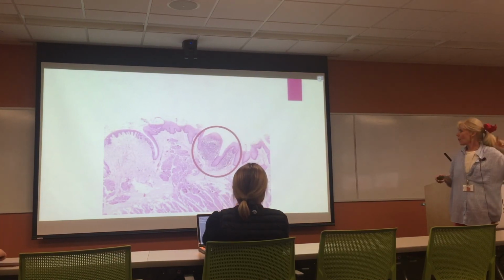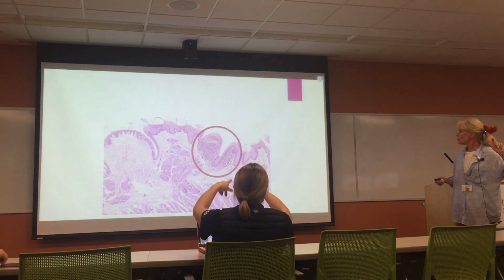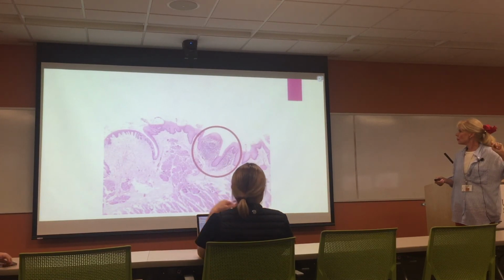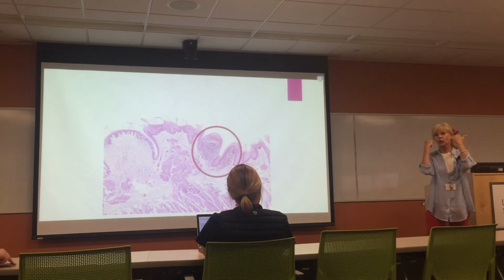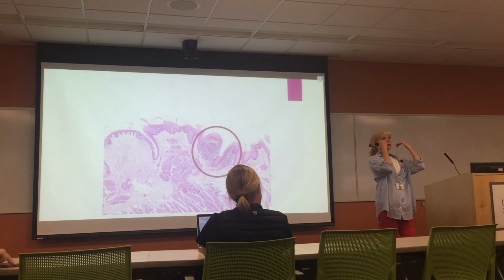Is that a Christmas tree shaped Von Ebner's cluster in between the circumvallate and the lingual tonsil? Here, down here? Yeah, that looks like it. Because your lingual tonsil is in the posterior aspect of your tongue.